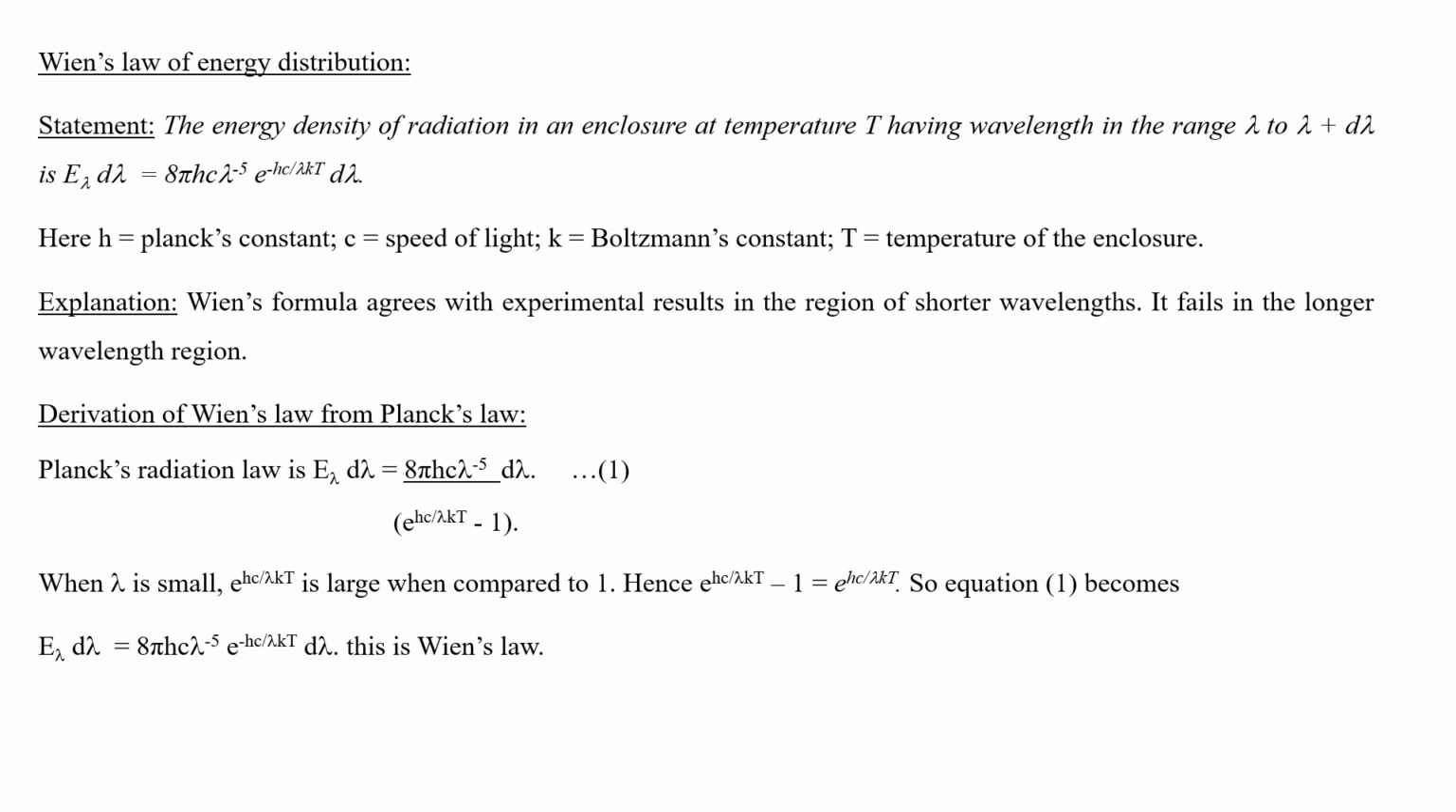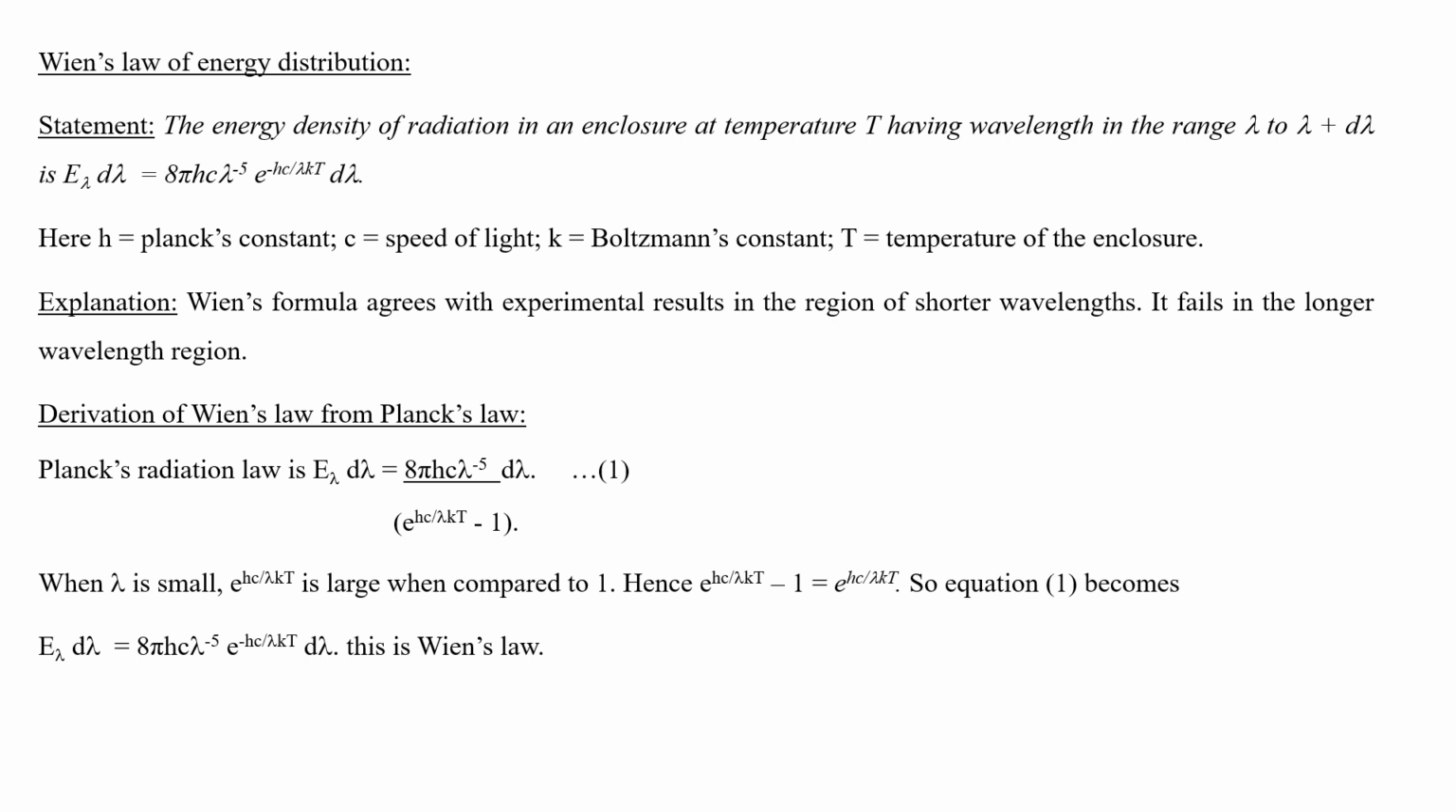Explanation: Wien's law agrees with the experimental results in the region of shorter wavelength. It fails on the longer wavelength side. So we can get it from Planck's law of radiation, E lambda d lambda equal to 8 pi hc lambda to the power minus 5 d lambda by e to the power hc by lambda kT minus 1. Here lambda is very small, therefore e to the power hc by lambda kT is large compared to 1, so the minus 1 can be neglected. The equation becomes E lambda d lambda equal to 8 pi hc lambda to the power minus 5 e to the power minus hc by lambda kT d lambda. So this is one form of Wien's law.